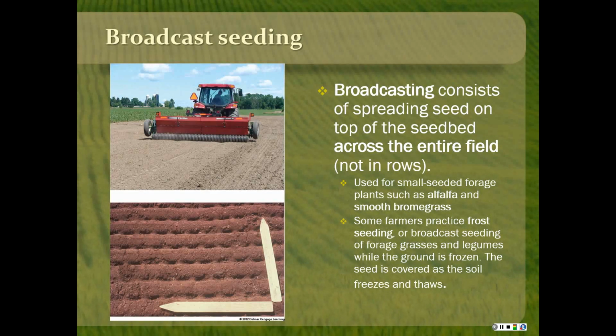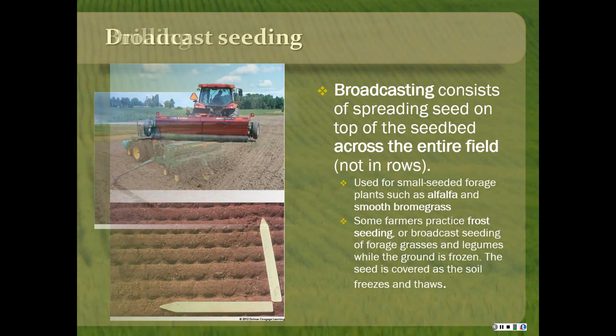It's got rollers that smooth out the field, and then it plants the seed, and then there's another roller that comes after it. And some farmers practice what's called frost seeding, and that's just broadcast seeding forage grasses and legumes while the ground is still frozen, and then the seed is covered as the soil freezes and thaws.